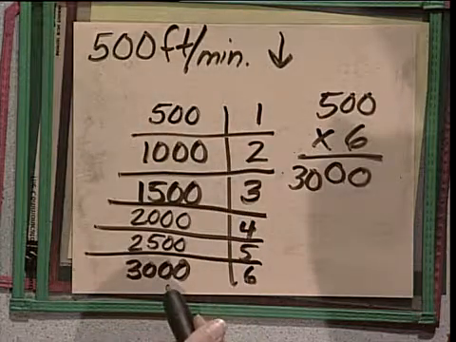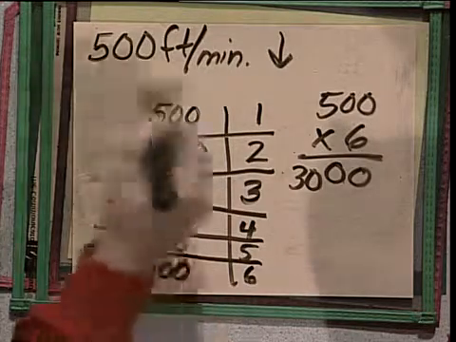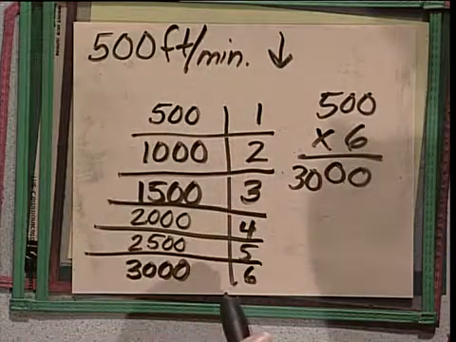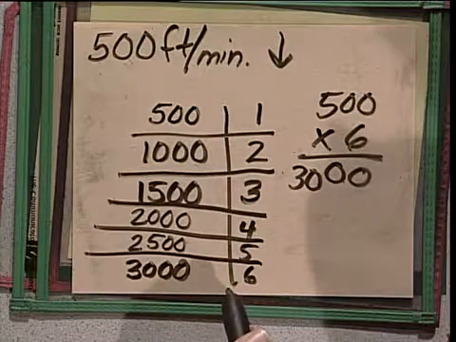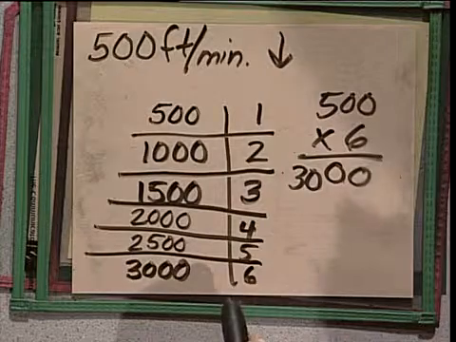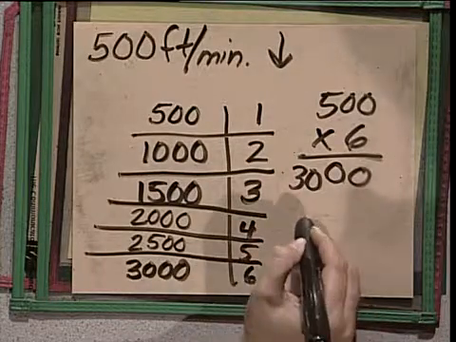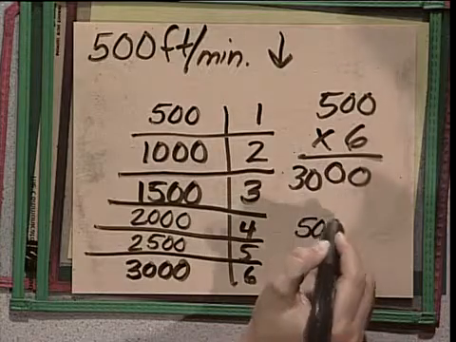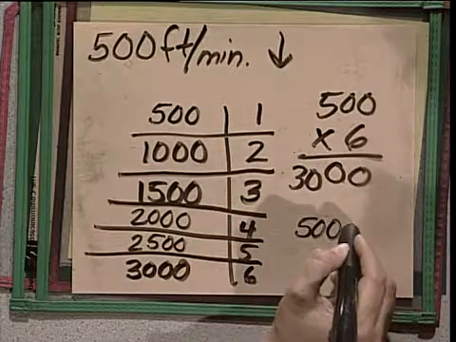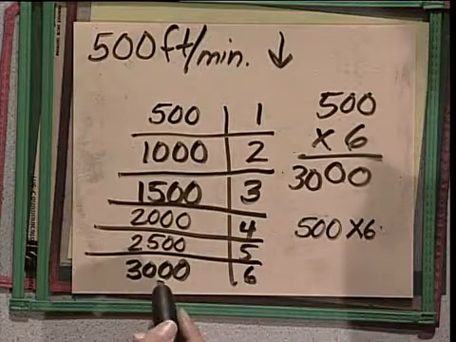So Miss Twitty, what do you think? I'm not quite sure what the teacher wants. Do they want feet per minute? What kind of expression could we make? I would suggest maybe the 500 times 6. Could be 500 times 6.